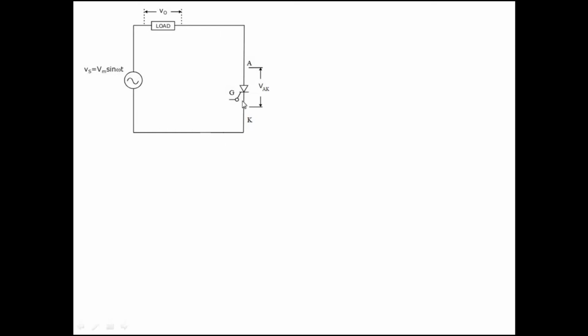When this switch is on, the input voltage, which is a sine wave, will appear across the load. And when the switch is off, it is an open circuit, and there is no voltage across this load. Here the input source voltage Vs is Vm sin omega t, simply a sine wave with maximum value Vm. So let us analyze this circuit.